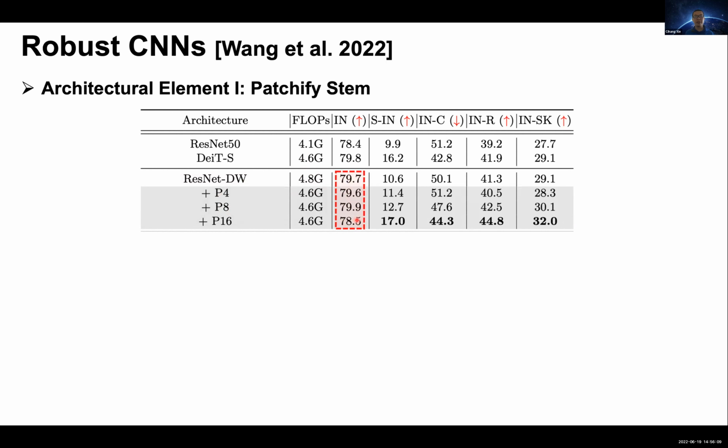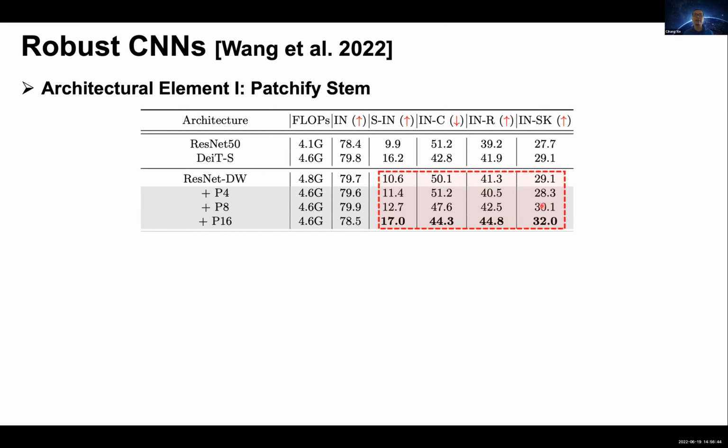But in terms of the robustness, you can see on all these 4 data sets, the stylized ImageNet, ImageNet-C, ImageNet-R, and ImageNet-Sketch, the performance increases a lot. For example, on the stylized ImageNet, the original one only gets around 10 points, right? Here we can get 17 points. And on the ImageNet-C data set, we can reduce the error rate by around 6% with the P16 here. And on the ImageNet-R, the improvement is around 3%, and the Sketch data set is around 3% again.